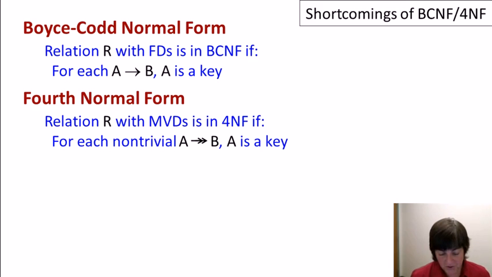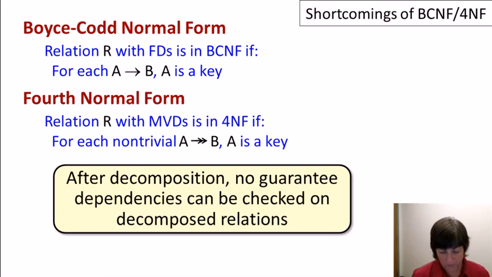So overall, what the first two examples have illustrated is that when we have Boyce-Codd normal form and fourth normal form, it's possible that after the decomposition, there's no guarantee that all of our original dependencies can be checked on the decomposed relations. They might require joins of those relations in order to check them.